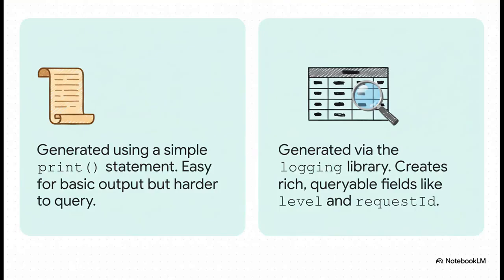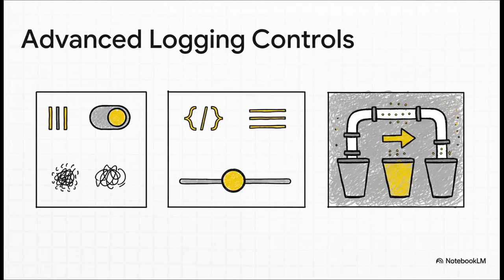Now, you do have a choice in how you log. A simple print statement works, sure, but it just gives you plain text. The pro move is to use Python's built-in logging library. By telling Lambda to format the output as JSON, you get these beautiful structured logs. They're way richer and have queryable fields like level and request ID, which makes hunting down bugs so much easier. And you can go even further. Lambda gives you even more knobs to turn. You can explicitly set the log format, you can filter logs by severity level to cut down on noise in production, and you can even send your logs to a completely custom CloudWatch log group.